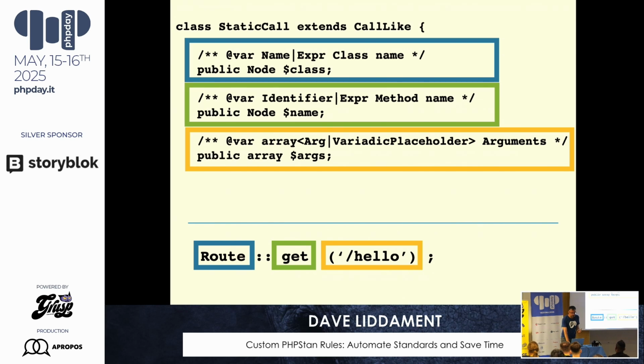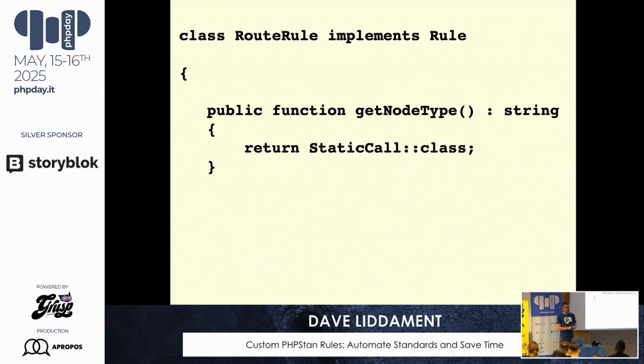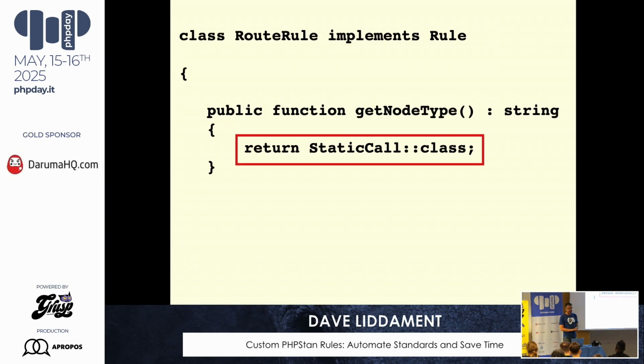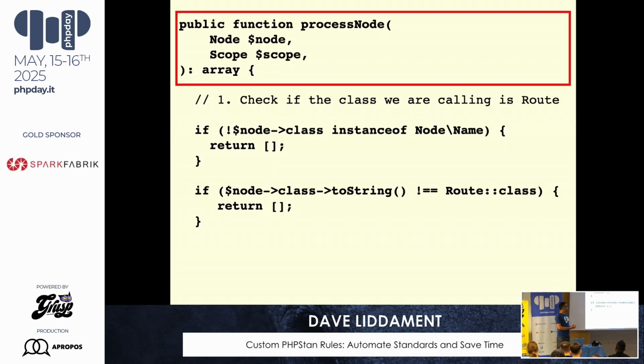So coming back to the rule that we want to create, I shall call this a root rule, probably a better name to be honest, and the node type we're interested in is a static call. So this rule will only be passed nodes that are static call nodes and nothing else. In the process method, we've got the node, in this case we know there'll only be static calls, we've got the scope, which we'll talk about later, and then we're going to return an array. So we're going to ask 3 questions.